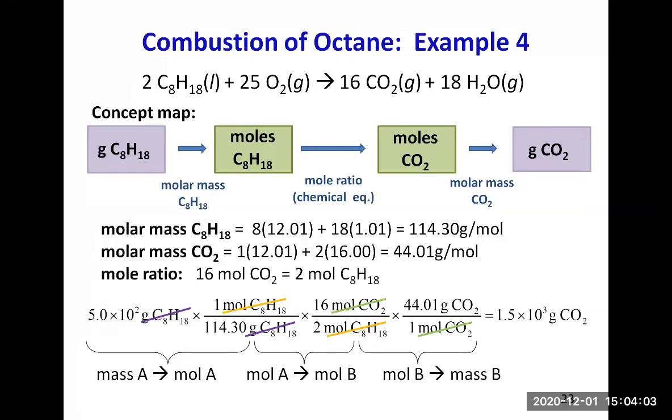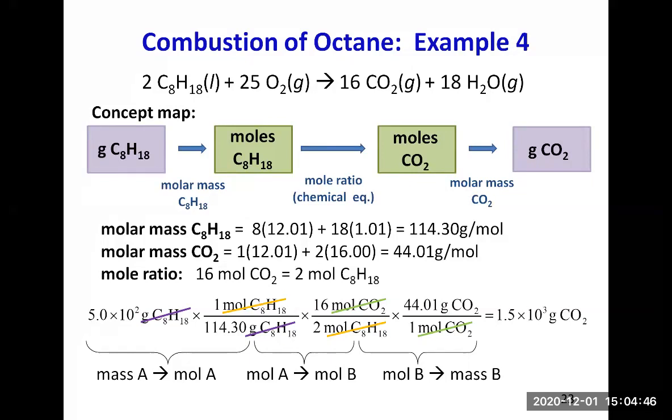And so in the calculator, you do 5.0 EE 2, so times 10 to the second, times 16 times 44.01. So I multiply all numerators together and then I divide by each denominator. So divided by 114.30 and divided again by 2. And that's 1540.15748, etc. So that's grams of CO2. So that's the calculator answer.